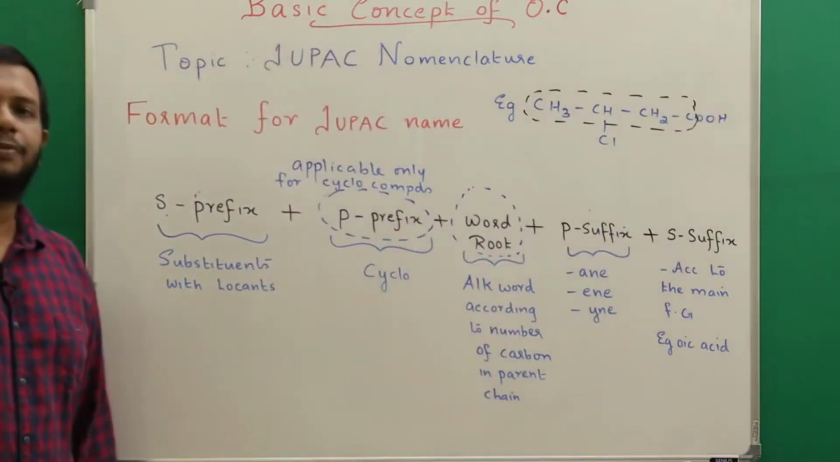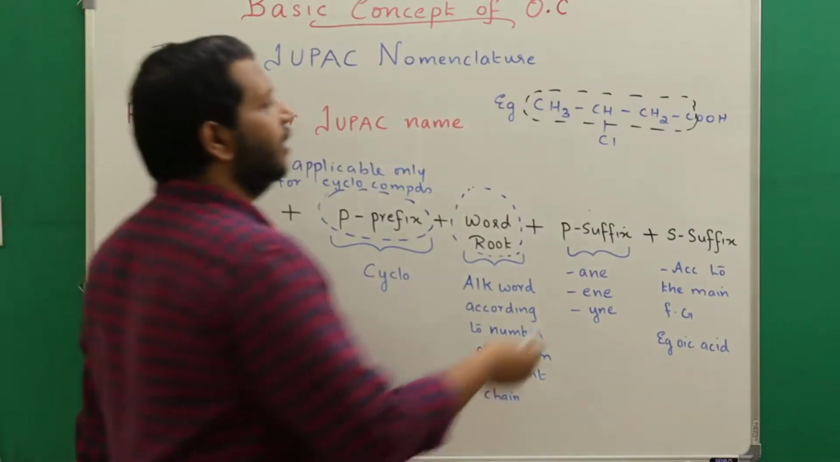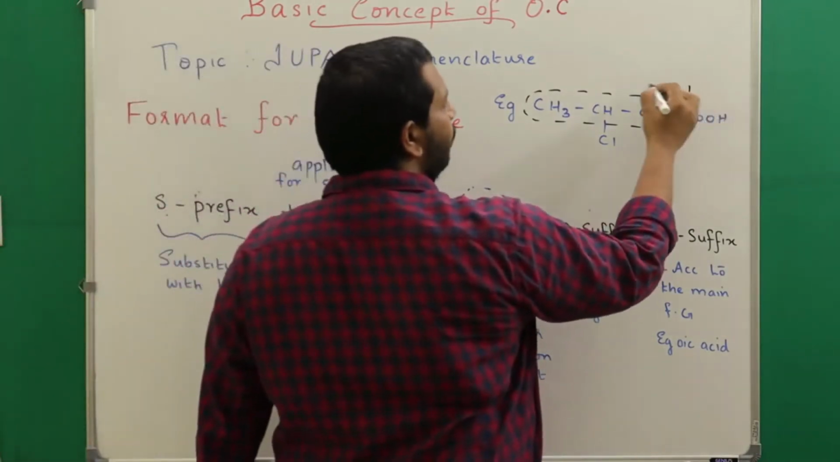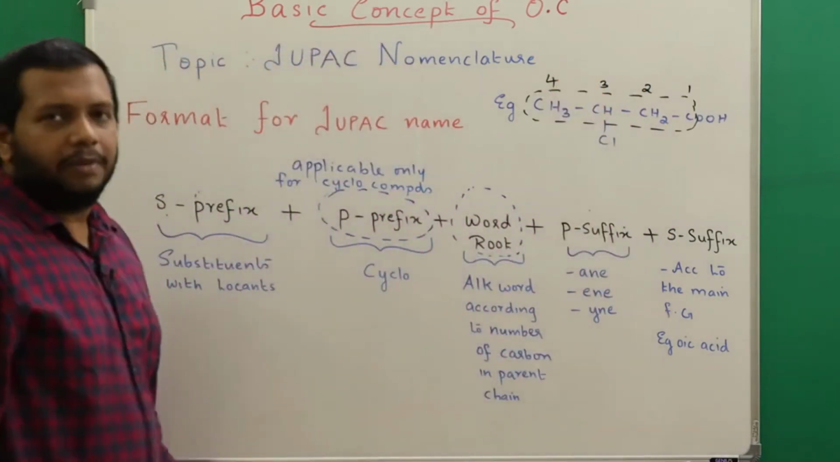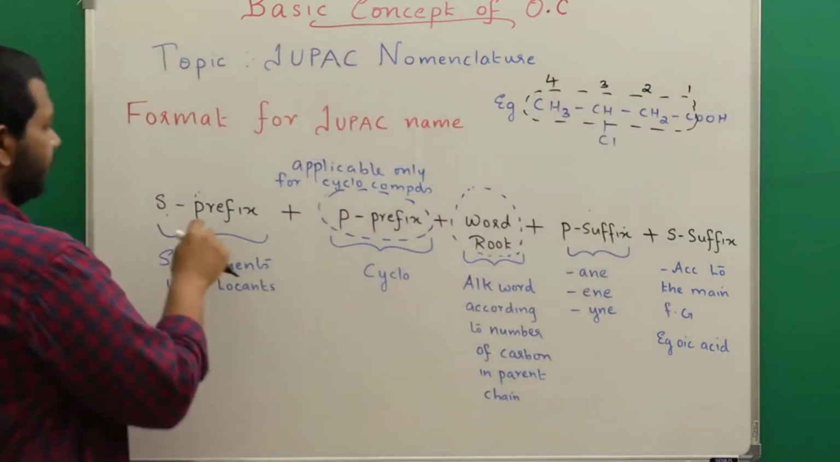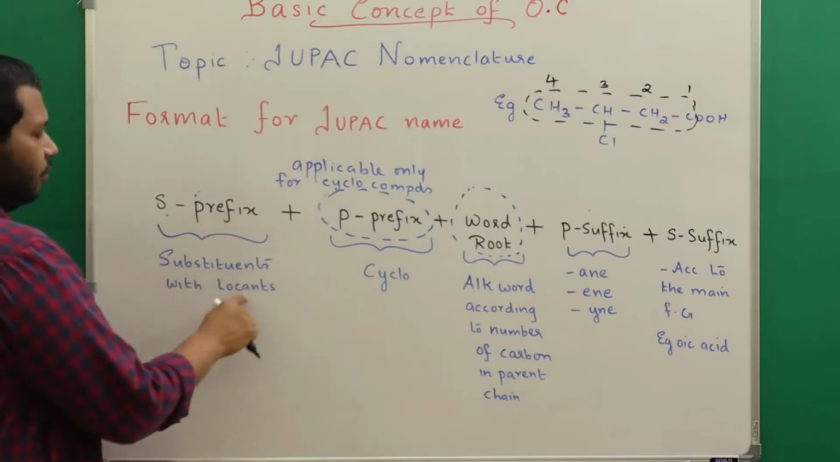What is the next step to follow? You should number it. For numbering, I know that the functional group should get the lowest possible number. So I put the numbering also. Now I need to name it. For naming, who comes first? Secondary prefix, that is substituents with the locants.